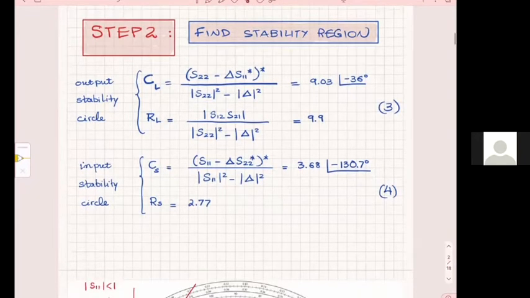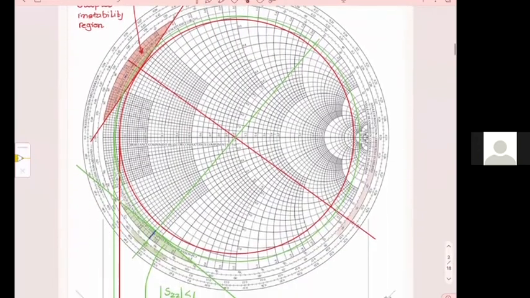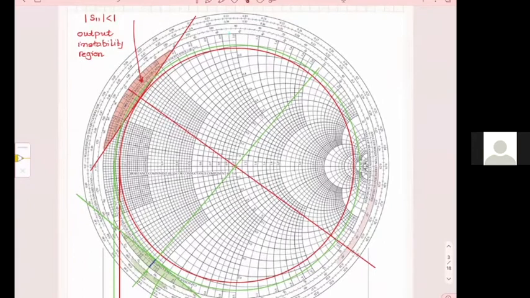Since here we found that it's conditionally stable, we have to find the places for input and output stability. The input stability is given by C_S, R_S, and the output stability is down here. These are the circles, and those are the output stability circles. We talked last time about how to find them, because in this particular case those circles were so far out that we had to think differently about how to draw them.